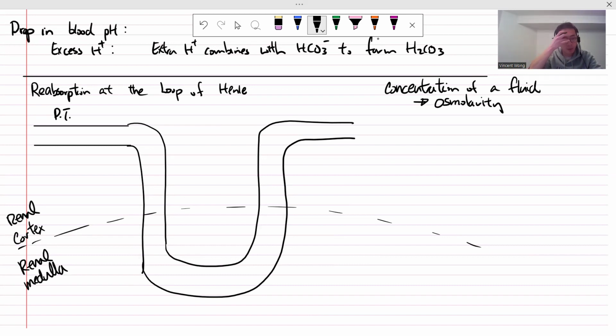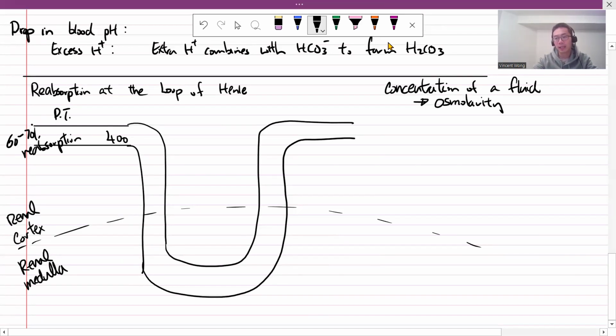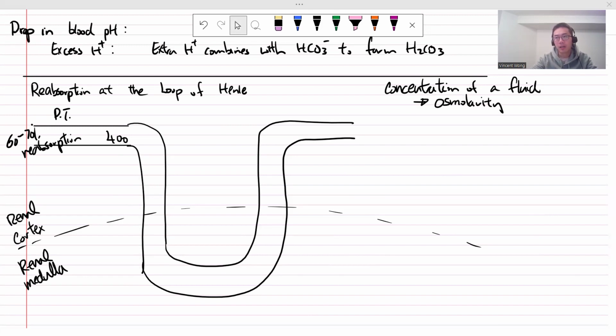So in the proximal tubule, we already take back a lot of stuff. A lot of water, a lot of the NaCl, 60 to 70% reabsorption. So by now, I'm just saying, totally making this up, this is about 400 units of osmolarity.